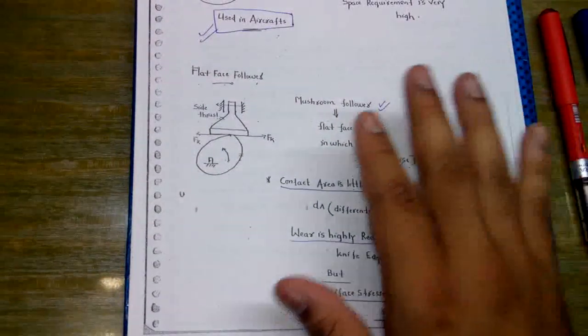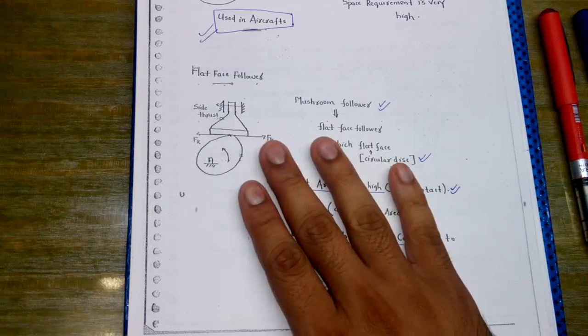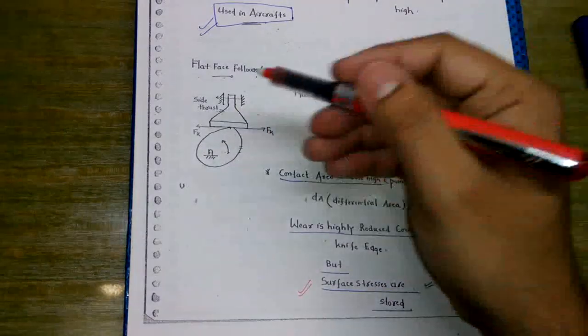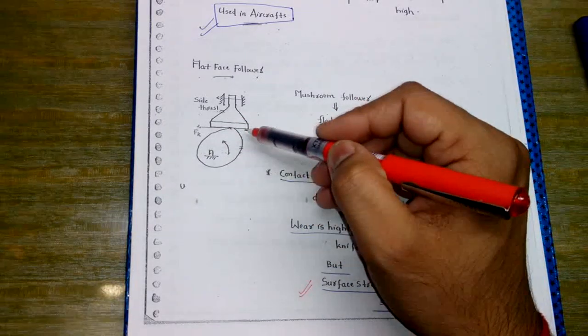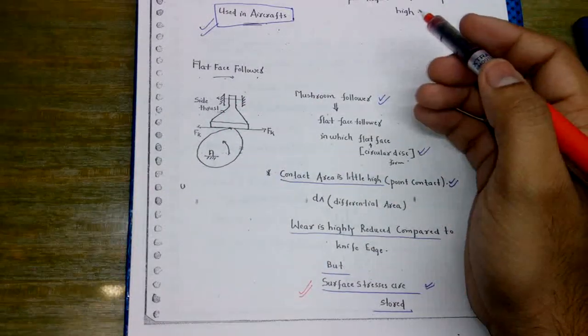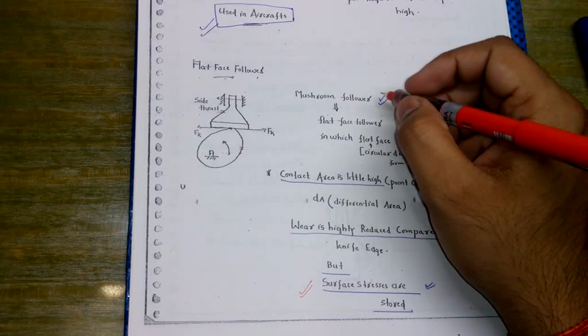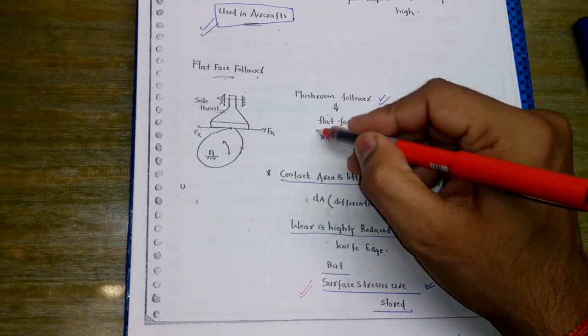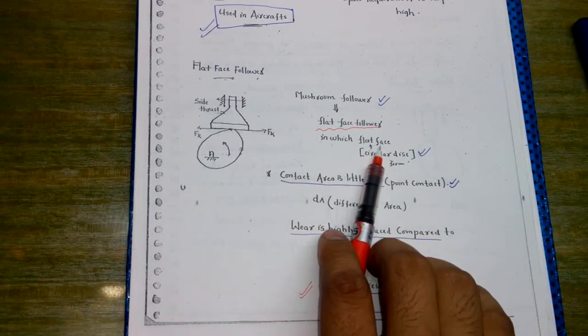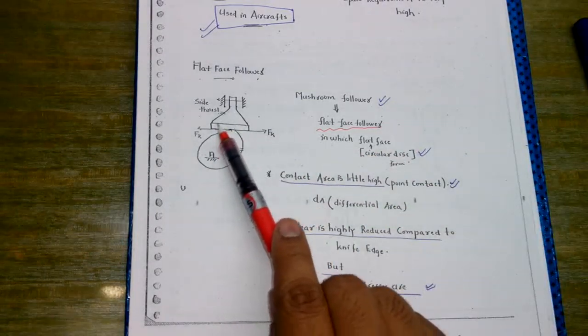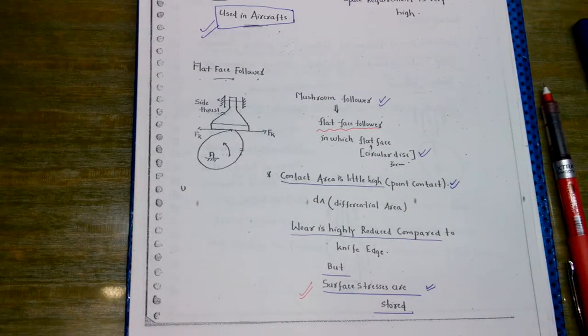Now we come to another type of follower, that is the flat face follower. In the flat face follower we actually have a disc type of follower, such that if you look at it from the bottom, it will be a circular disc. It is also called the mushroom follower, in which the flat face or the circular disc makes contact with the cam surface.